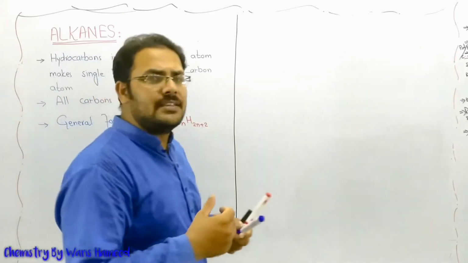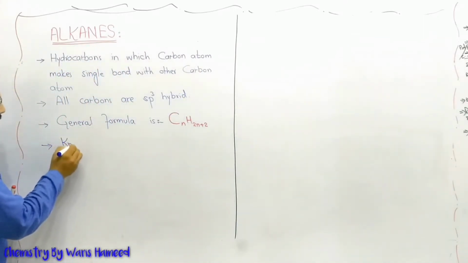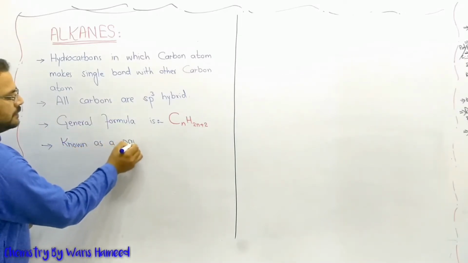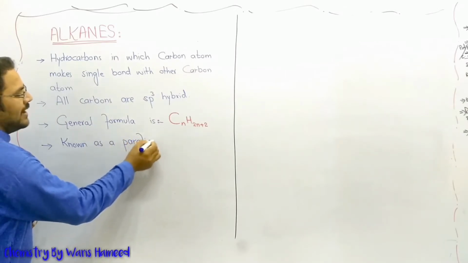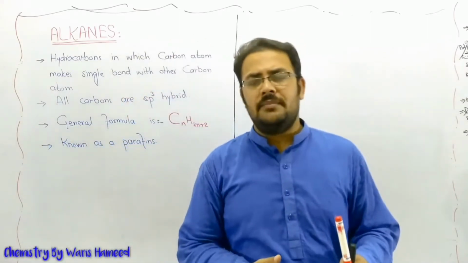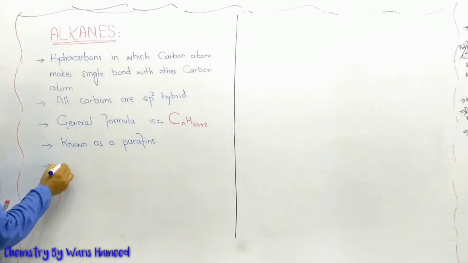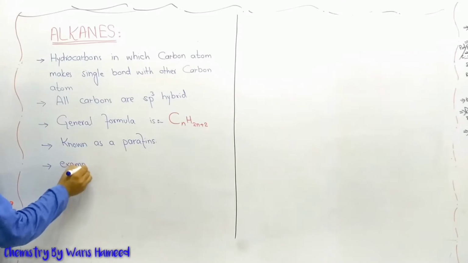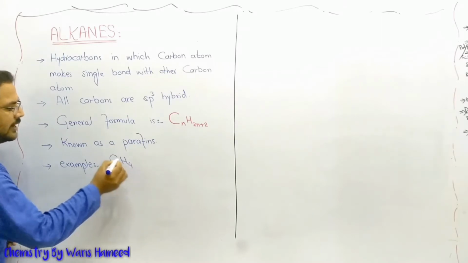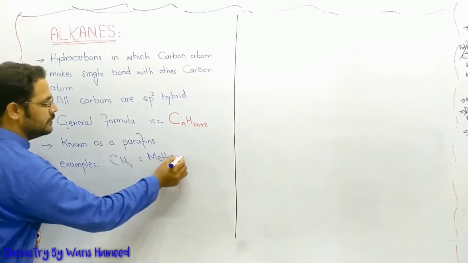Alkanes are also known as paraffins. Why are alkanes known as paraffin? Because they are least reactive, so we also name them paraffin. The simplest example is methane, CH4, and methane is also known as natural gas.